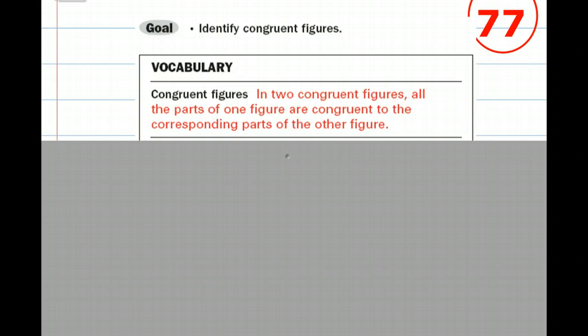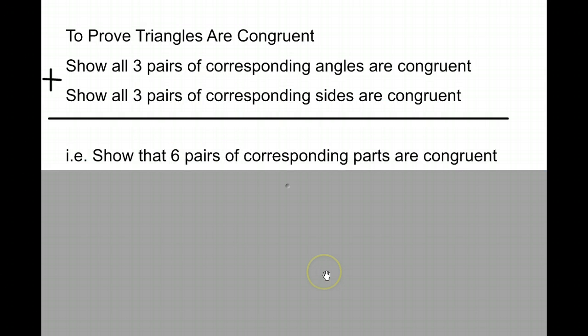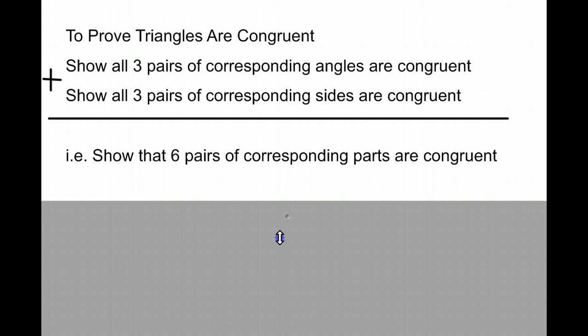Well, if you want to prove whether or not two shapes are congruent, then you would have to prove that all parts of one figure are congruent to the corresponding parts of the other figure. So, the key word being all. If I wanted to prove that two triangles are congruent, I would need to prove that all three pairs of corresponding angles are congruent and all three pairs of corresponding sides are congruent. That's actually 6 things I have to prove. Well, that's a lot of things to show. We need to show that 6 different pairs of corresponding parts are congruent.